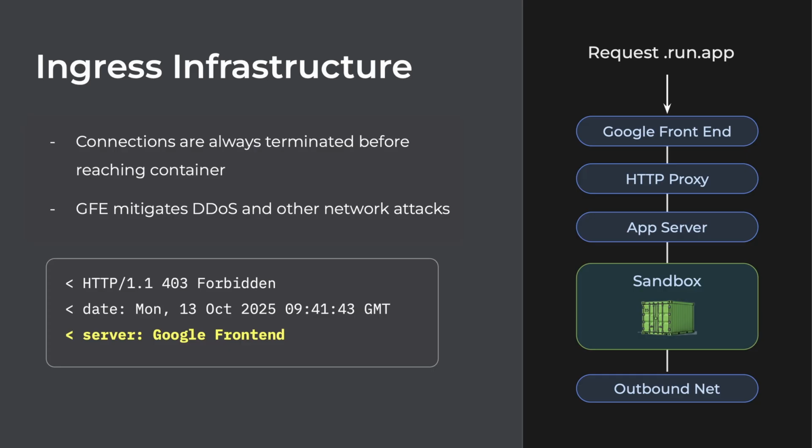Now, important to mention, every request is terminated by Google Front End and then proxied inside. And this is actually doing the invoker check we've seen before. This is a snippet of a curl command where you don't have valid credentials, so you'll see it says 403, and it is served by Google Front End. The 200s will also have the same header, served by Google Front End.